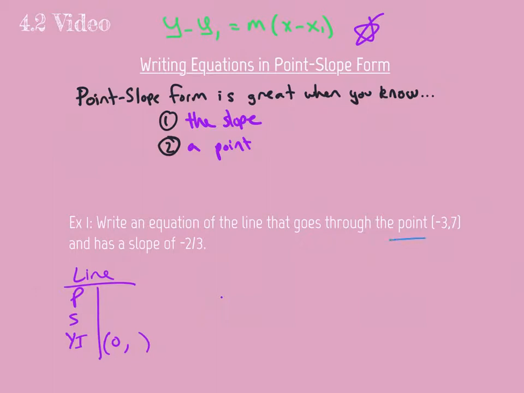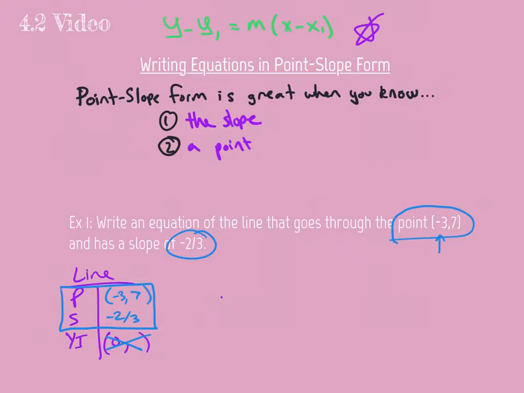So now I've got to fill in the information that I actually have. I've got a point, negative 3, 7, and notice it's not a 0 there, so it's not the y-intercept, so I can cross that off. I'm going to write this in the point spot, so negative 3, comma 7. And I'm also given a slope, negative 2/3. And so what I notice is I got my 2 out of 3, right? And it's PS, point slope. So I'm going to use point slope form.